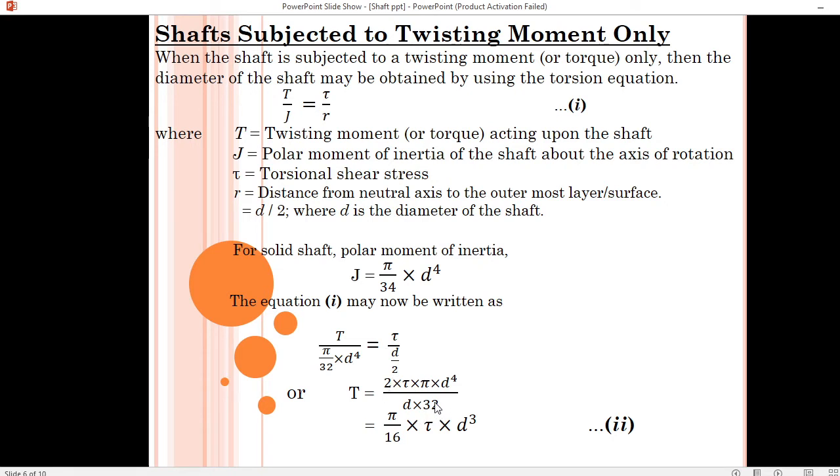So 2 ones are 2, 2 sixteens are 32. Next, d and d get cancelled. So what are we getting? T is equal to pi by 16 into tau into d cube. So this is the equation for a solid shaft. Next, we will see for a hollow shaft.